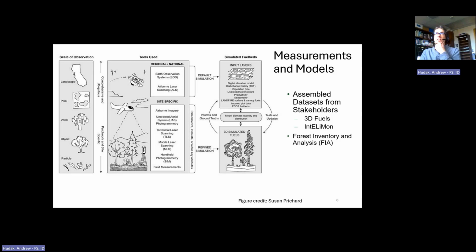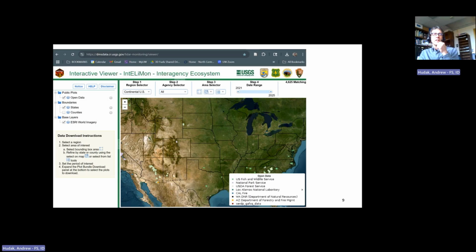I also want to cite on the measurement side some important databases at the larger regional scale. So I mentioned the 3D Fuels project already. There's another project called Intellimon where they're sampling fuel conditions across the country and scanning them as well. So it sort of grew out of the 3D Fuels philosophy. And then there's the FIA program, which I mentioned. That's the National Forest Inventory Program, where they actually collect fuel measurements as well on the systematic plots across the country. So we need to leverage that data.